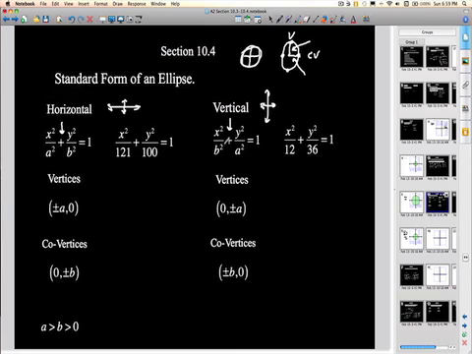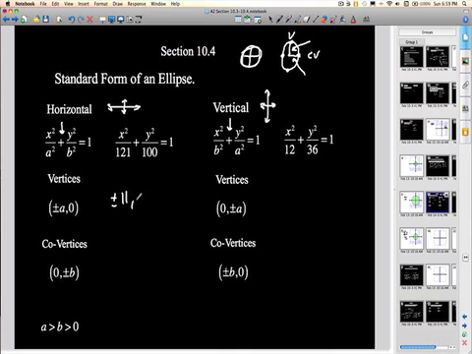Another reason why I'm telling you, no, don't spend too much time worrying about memorizing the difference between these forms is that the square root of this number I'm going to graph on the x-axis, and the square root of this number I'm going to graph on the y-axis. Or another way to put this is, I'm going to move this distance left and right of my center, and I'm going to move this distance up and down from my center. And if I don't worry about which one is a and which one is b, I'll still end up graphing the ellipse correctly.